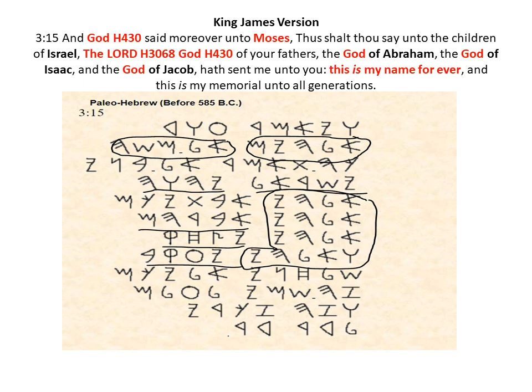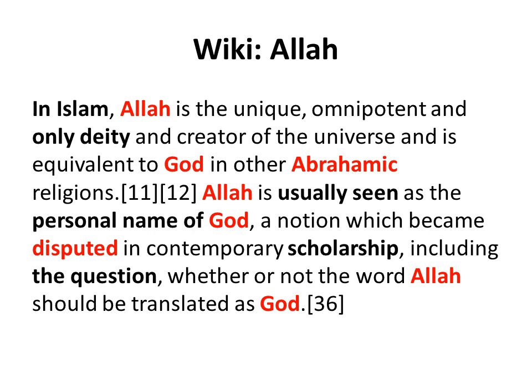So the Allah that we have in the Bible is different from the Allah that Islam worships. Wikipedia. Allah. In Islam, Allah, hold it, right away you can see. This is not the same Allah that you saw in the ancient text. There's 2 L's here. So this is something different. Allah is the unique, omnipotent, and only deity and creator of the universe, and is equivalent to God in other Abrahamic religions.